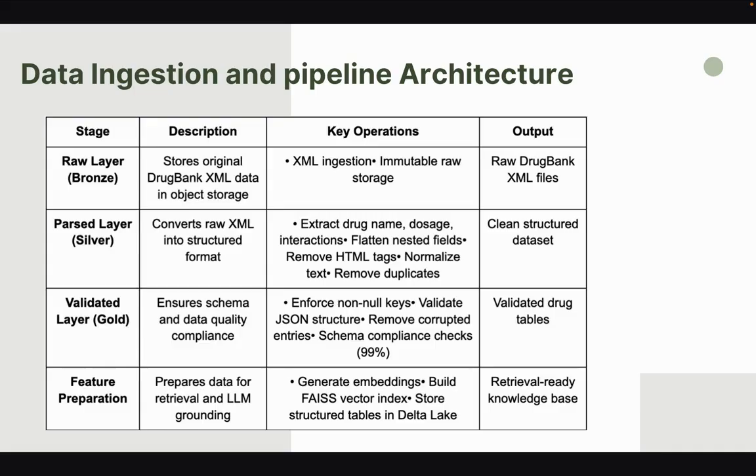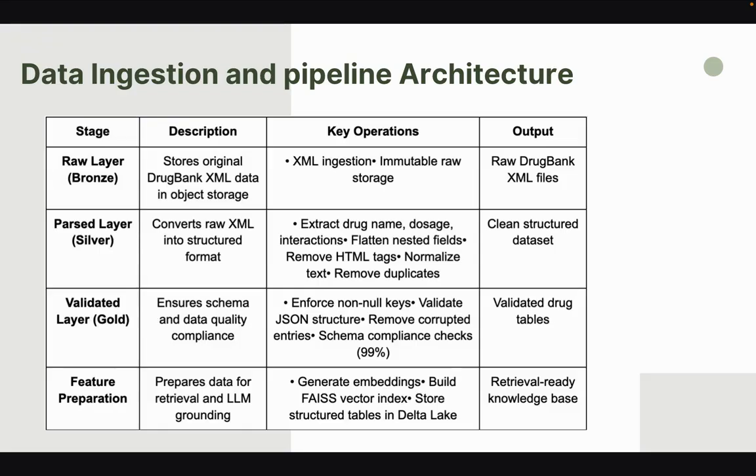For data ingestion and pipeline architecture, we use DrugBank XML dataset containing approximately 20,000 drug records and 250,000 interaction entries. Our ingestion pipeline follows a lakehouse pattern. Bronze layer for raw XML stored in object storage. Silver layer for parsed, clean, and normalized structured dataset. Gold layer for validated tables with schema compliance, and feature preparation where embeddings are generated and FAISS index is built.